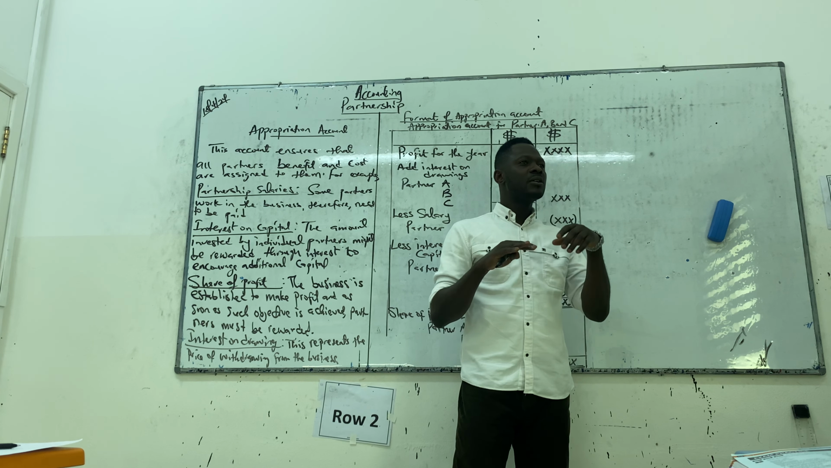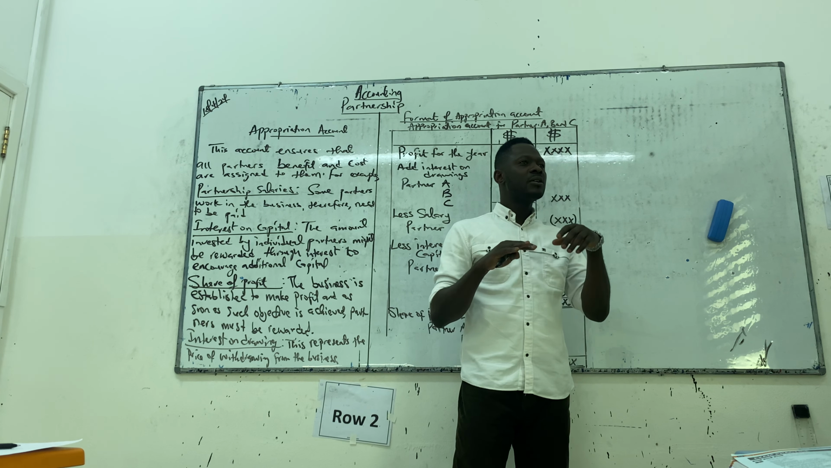Then we have share of profit. The aim of the business is to make profit. Yes or no? So as soon as profit is made, we have to share it according to our agreement. Maybe it's 2:1 or 3:2:1. So whatever the agreement is, we have to share the profit according to that. Do you understand what share of profit is?